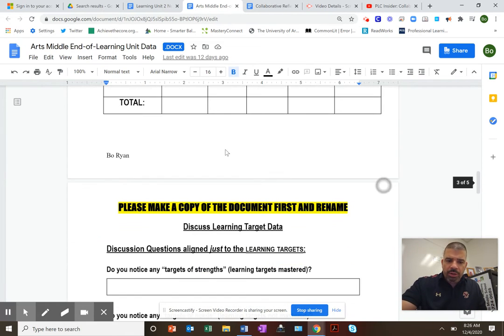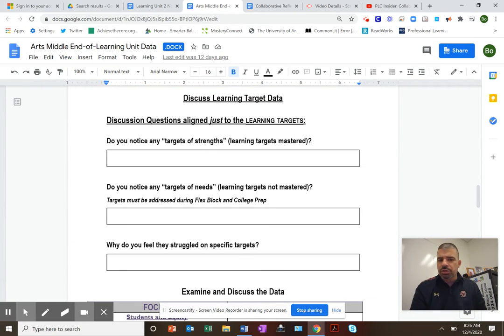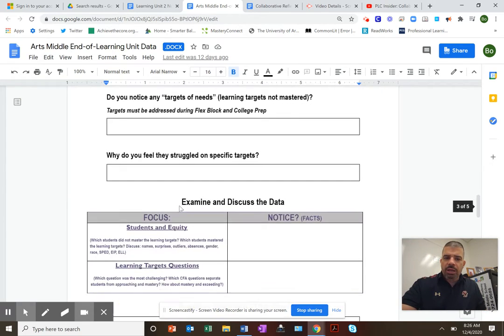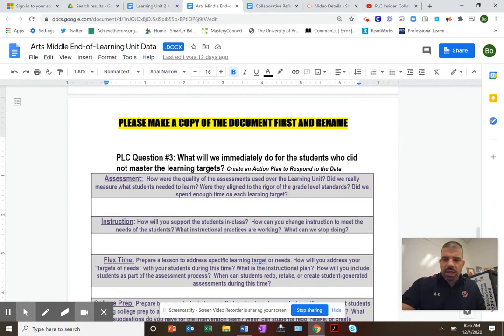Okay, then we go down and we discuss the learning target. What are the strengths? And then what are the needs? The needs must be addressed during the flex block. So again, do you notice any targets of strengths by looking up here? And then do you notice any targets of need? So that is big here.